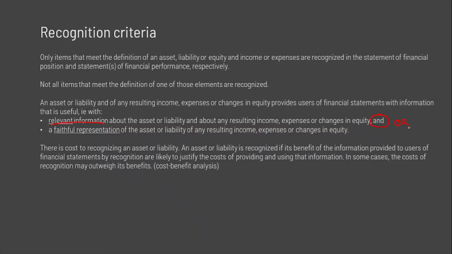Accordingly, judgment is required when deciding whether to recognize an item, and thus, the recognition requirements and standards may need to vary. Even if an item that meets the definition of an asset or liability is not recognized, information about the item may still need to be disclosed in the notes. In such cases, the item is referred to as an unrecognized asset or unrecognized liability.